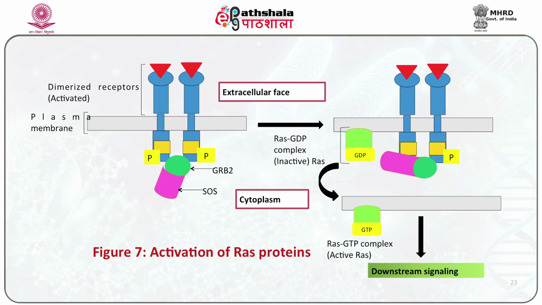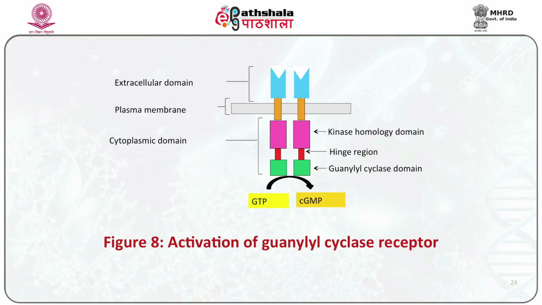The SH2 domain of GRB2 binds to phosphotyrosines in RTKs, while its two SH3 domains bind to SOS. This brings the SOS close to membrane bound RAS GDP and facilitates the conversion of RAS GDP to RAS GTP, which is the activated form of RAS. The activated RAS then further carries out the downstream signaling. Now, receptor serine threonine kinases or RSTK family.